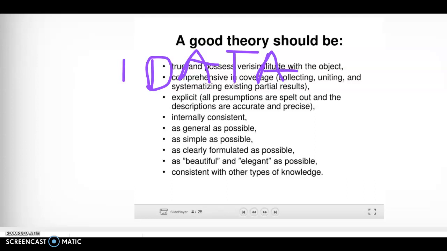I'm not saying this stuff isn't great. I kind of like general. I kind of like simple. I kind of like clear. These all seem like the same thing. Beautiful and elegant. Who doesn't want that?